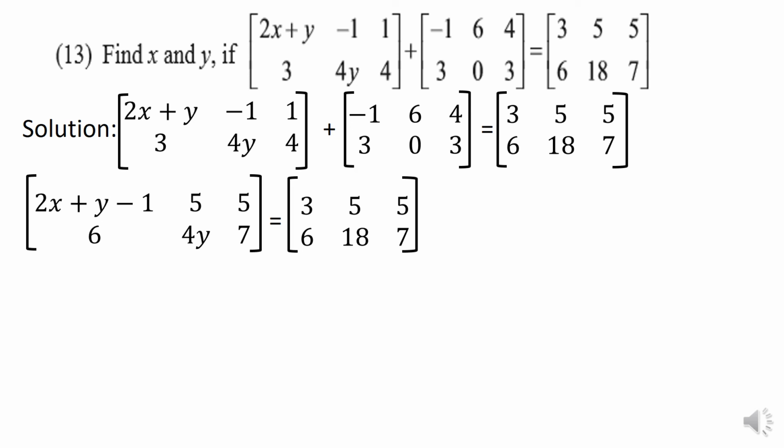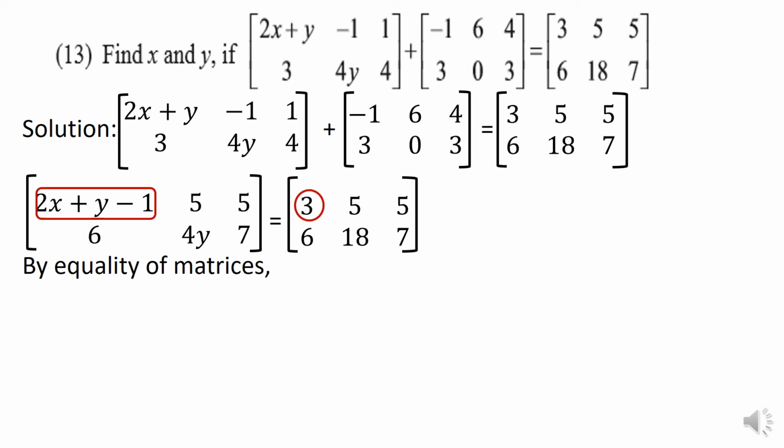Now, by the property of equality of matrices. What is the property of equality? Yes, two matrices are equal if their orders are equal and their corresponding elements are the same. Now since both the matrices are said to be equal in the question, we can write that 2x plus y minus 1 is equal to 3 because the corresponding elements are the same here. So thus we get this value.